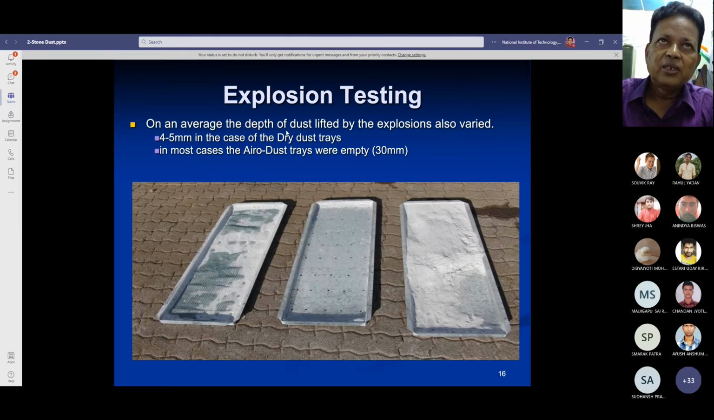On average, the depth of dust lifted by the explosions also varied: 4 to 5 millimeter in the case of the dry dust trays. In most cases, the aero dust trays were empty, 30 millimeter.